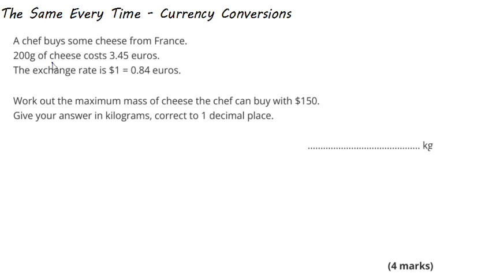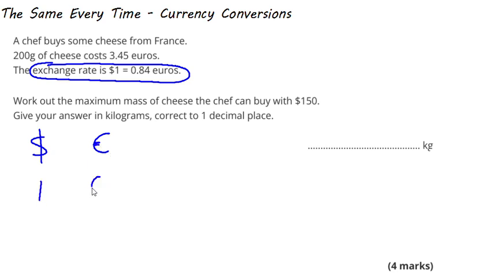The exchange rate, so here's some important information for the beginning of the question. The exchange rate is $1 to 0.84 euros. As you know, I always write these exchange rates down. So $1, 0.84. And I now know, it's all clear to me, that to go from dollars to euros, I'm multiplying by 0.84. To go the other way, euros to dollars, I'm doing the opposite of multiply, divide by 0.84.